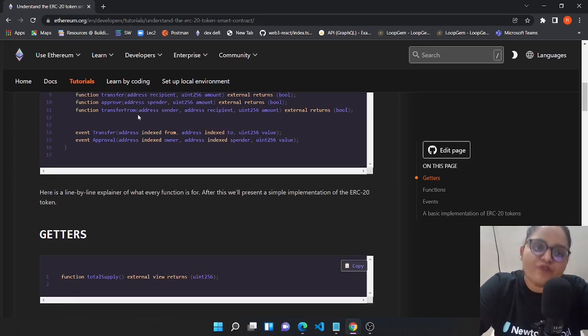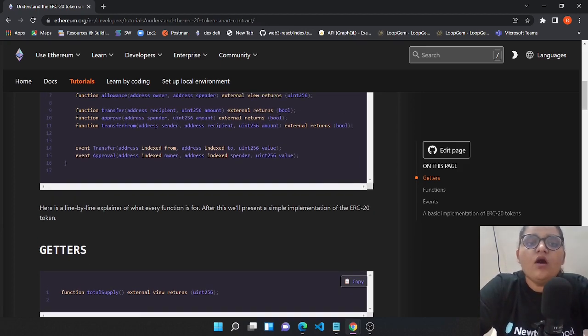Now transferFrom is when you are the person who was allowed to spend some amount of tokens, and you say okay, this is the sender and you want to send these tokens to this recipient. And then we have two events, one is Transfer and the second one is Approval.